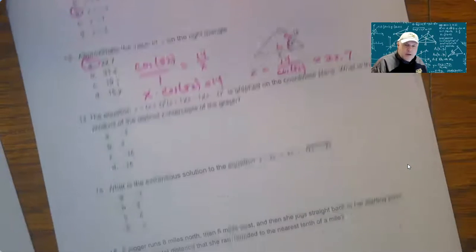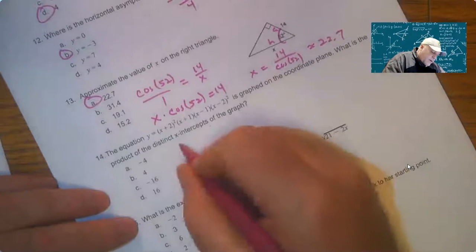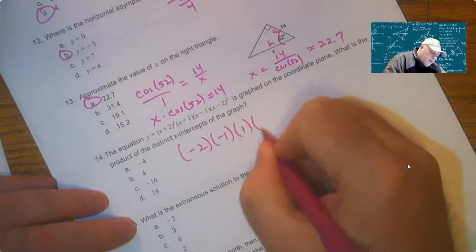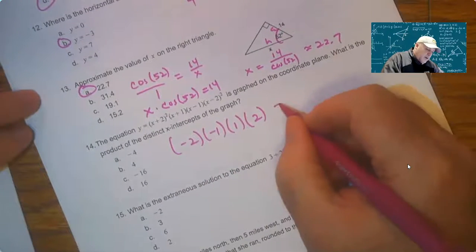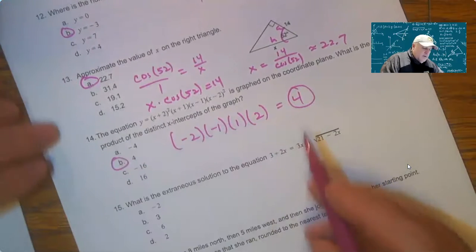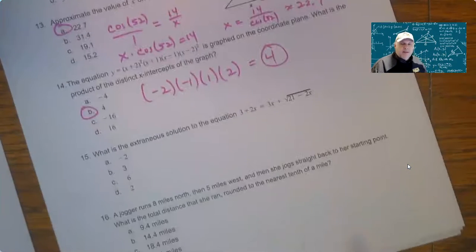14, the equation of the graph. What is the product of the distinct x-intercepts of the graph? So we have one that's -2, one that's -1, one that's 1, one that's 2. So make sure the multiplicities don't come into play here, just the x-intercepts.